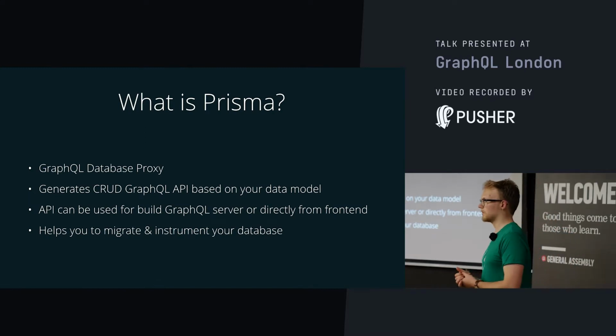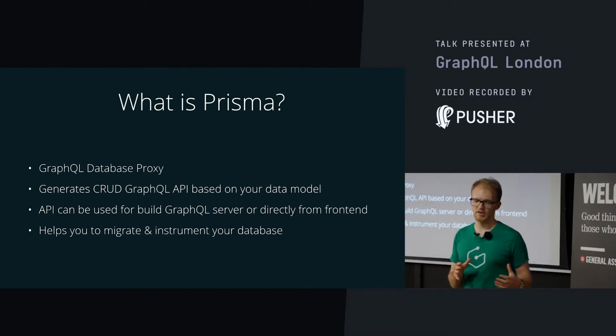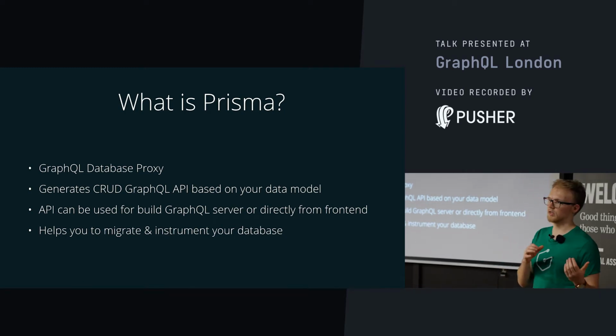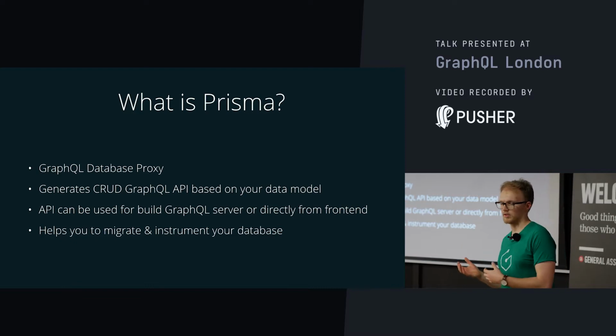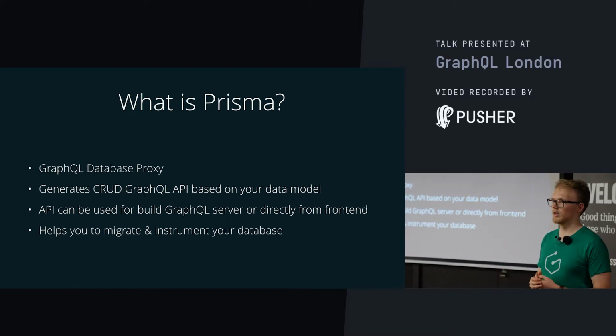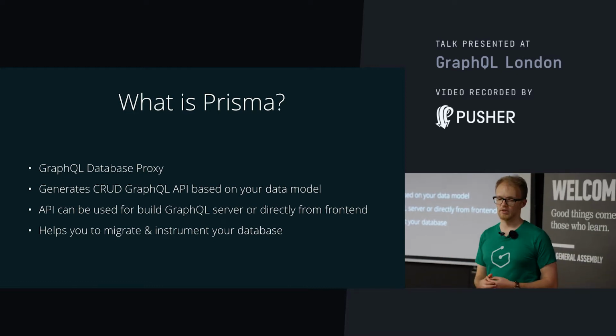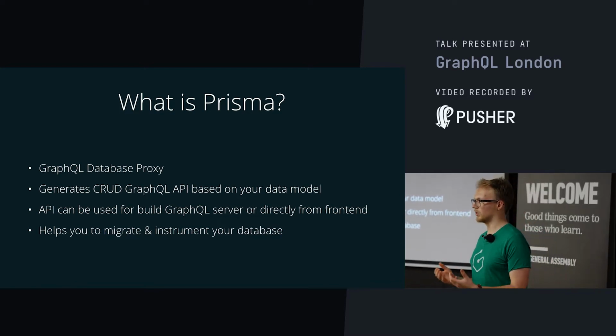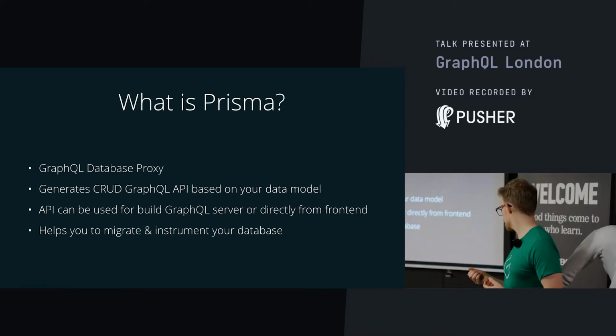So as said, Prisma is a proxy layer for your database. It generates a CRUD-style GraphQL API based on your data model if you're starting from scratch. And this GraphQL API can be used either from the front end or to build your own GraphQL server. And Prisma also provides some tooling around operating and migrating your database.